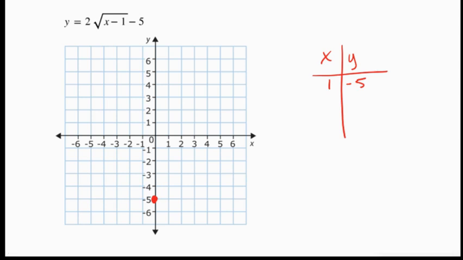So the second one that I want to do is I want to choose selective x values that help make this easier on me. So I'm going to choose 2 because I know that 2 minus 1 is 1, and I know the square root of 1 is also 1. So if I choose an x value of 2, which I put over here in my table, and then I start doing the math, it becomes 2 times the square root of 1 minus 5. The square root of 1 is 1, times 2 is just 2, and 2 minus 5 is negative 3. So I'm choosing x values that make the math easy. Let me plot that, 2, negative 3.